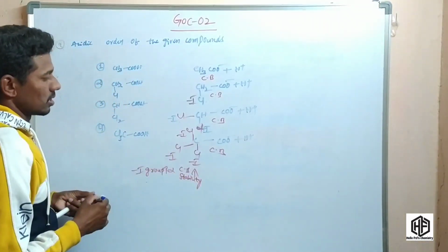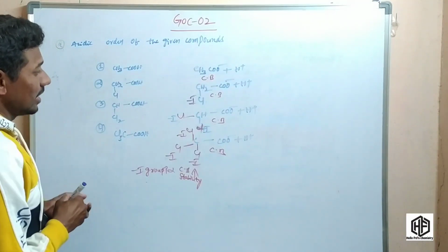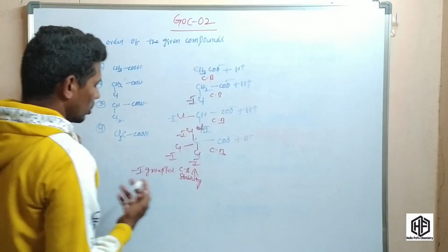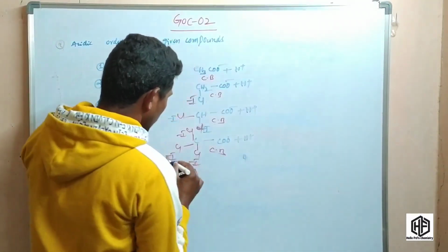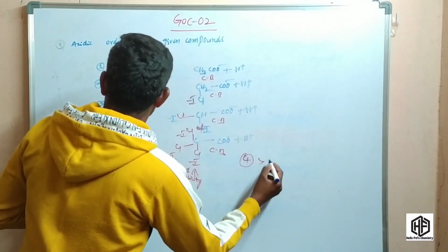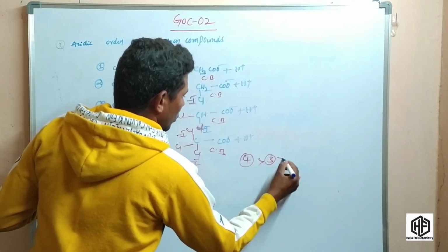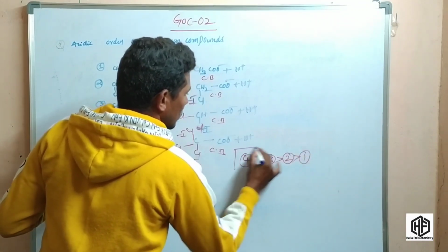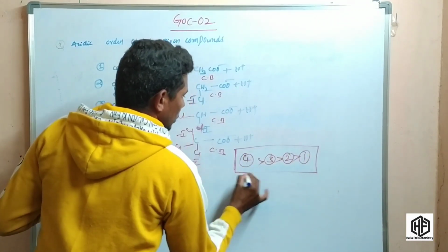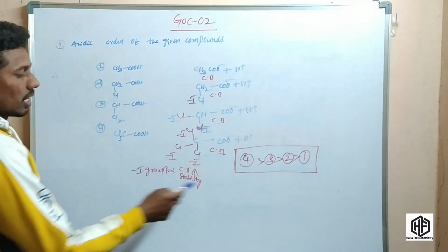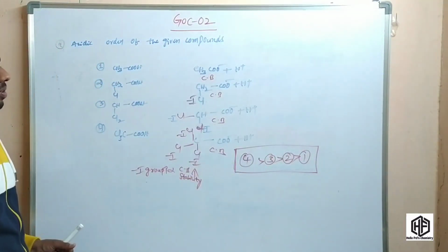Stability increases, so what about the acidic nature of the given compounds? Which one is more acidic? The fourth one is more acidic compared to the third one, and the third one is more acidic compared to the second one, and the first one is less acidic compared to the remaining three compounds. This is the acidic order of the given compounds.